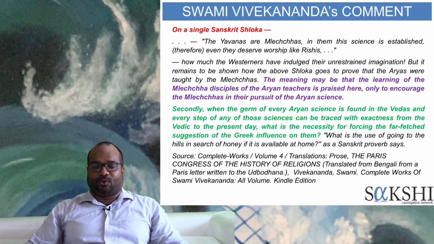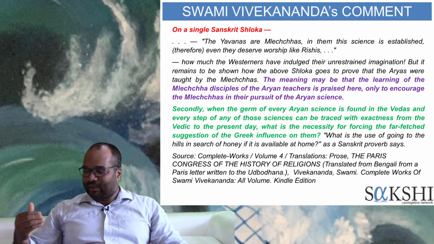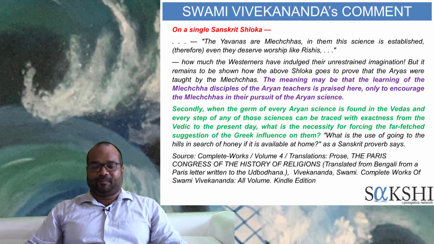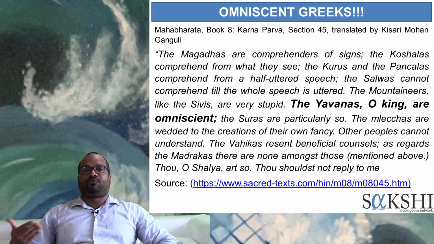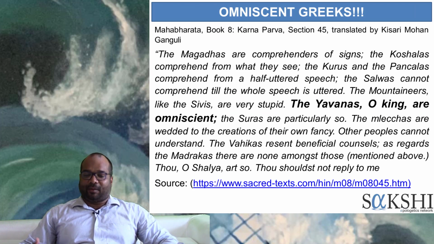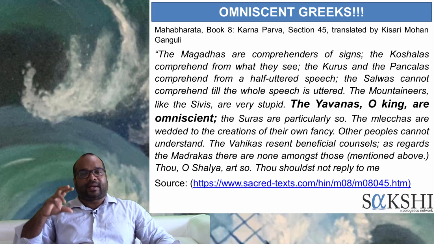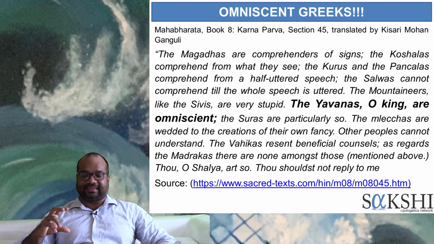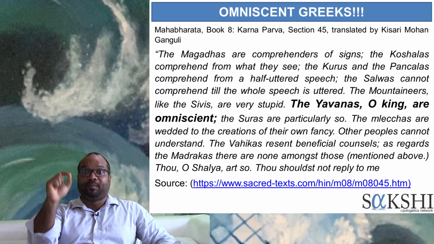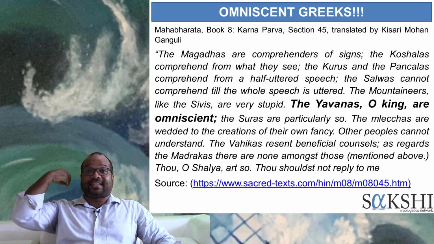Now, before I conclude, let me give you some more examples of how astrology was transformed. Let me give you a quote from the Mahabharata. Mahabharata, of course, none of us need an introduction. In the Mahabharata, Book 8, Karna Parva, Section 45, translated by Kisari Mohan Ganguli, it speaks about the different countries. And in that context, when it comes to the Greeks, it says this: Yavanas, O king, are omniscient. Greeks are all-knowing.